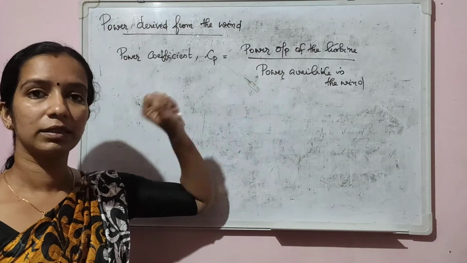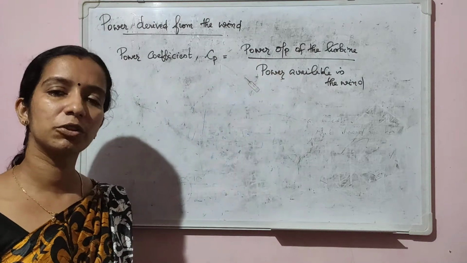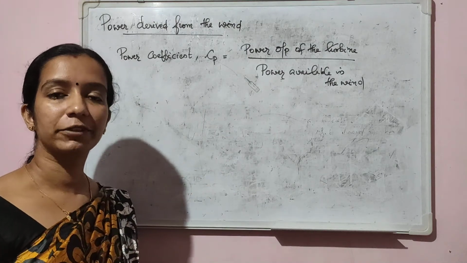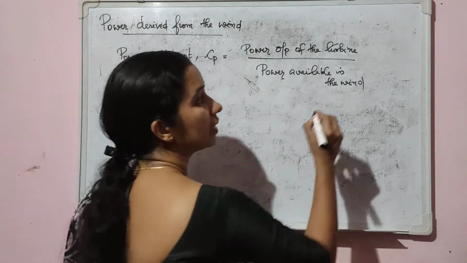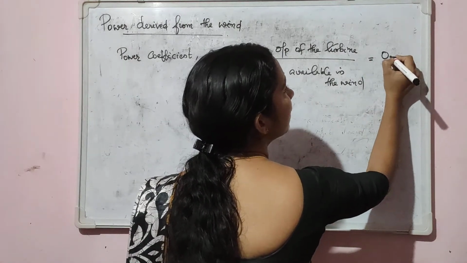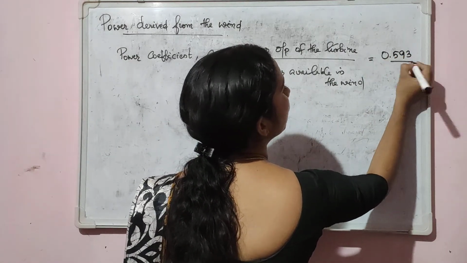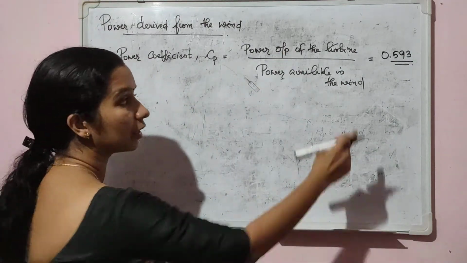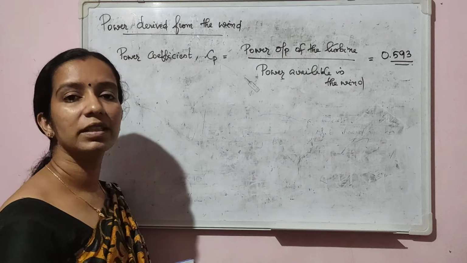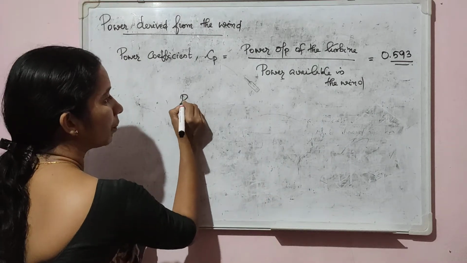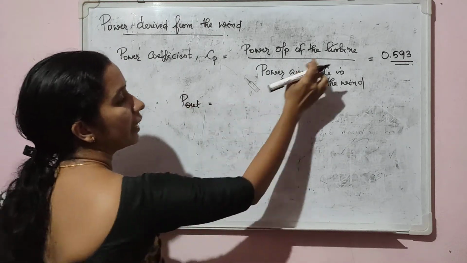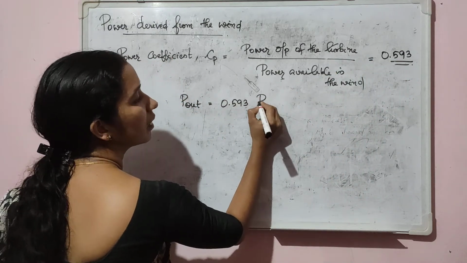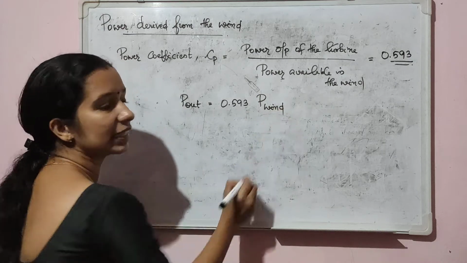So this power coefficient is somewhat similar to the efficiency of the turbine, and the theoretical maximum efficiency of a wind turbine is only 59.3%. That is 0.593. So maximum output will be 0.593 times the input power, or output power of a wind turbine will be equal to 0.593 times the input power or power contained in the wind.